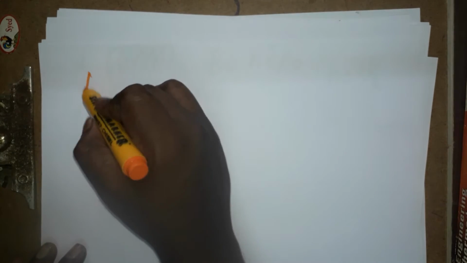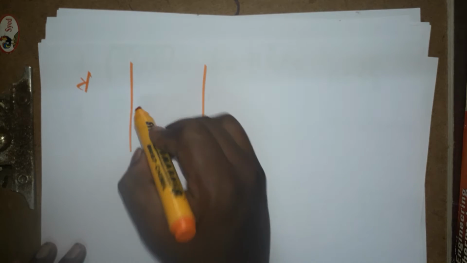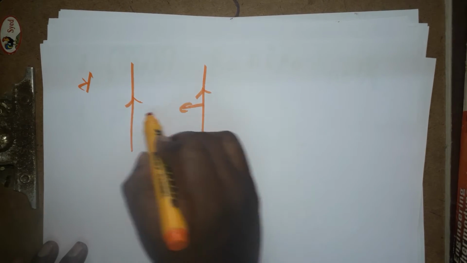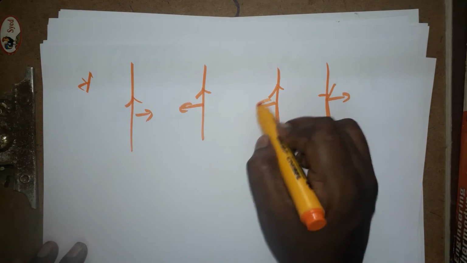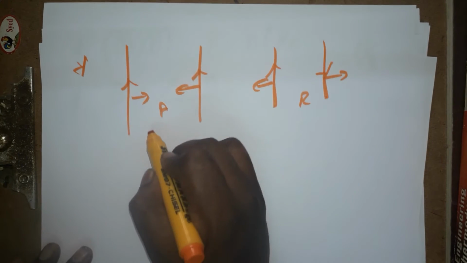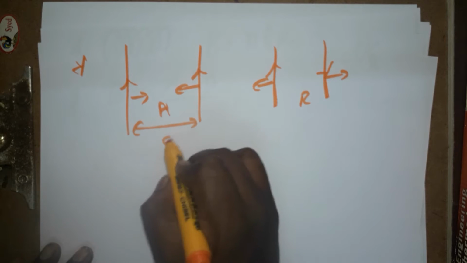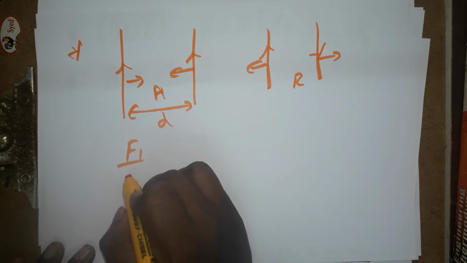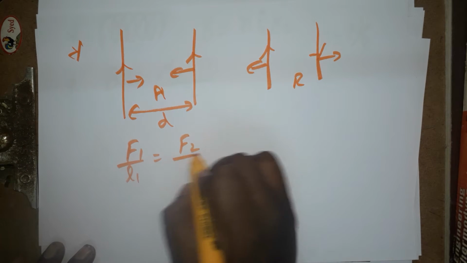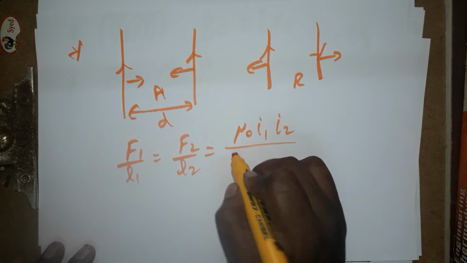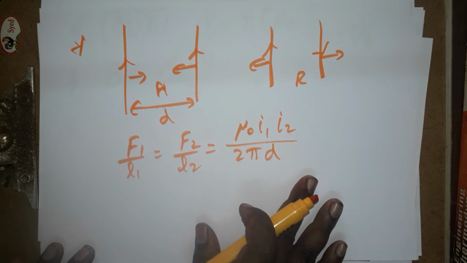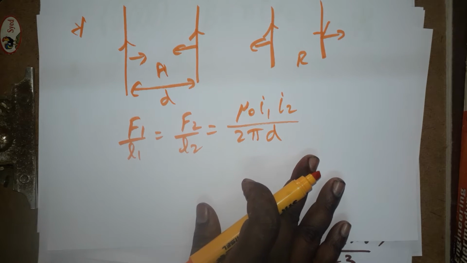Okay, the next I'm going to do is this one. What is the magnetic force per unit length? So one wire is there, another wire is there. When both currents are flowing in the same direction, they get attracted. When one wire's current is up and the other is down, they get repelled. It's going to be repulsion or attraction. The distance between these two I have taken as d. F1 by L1 is equal to F2 divided by L2 is equal to mu naught I1 I2 divided by 2 pi d.